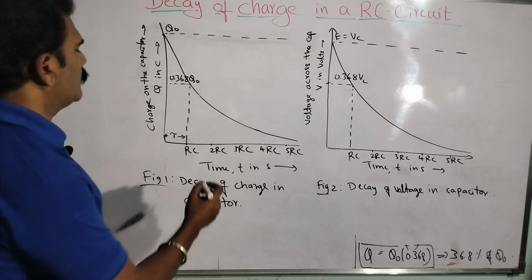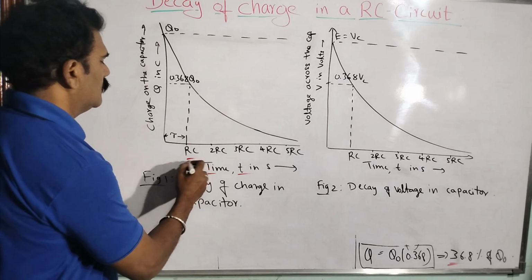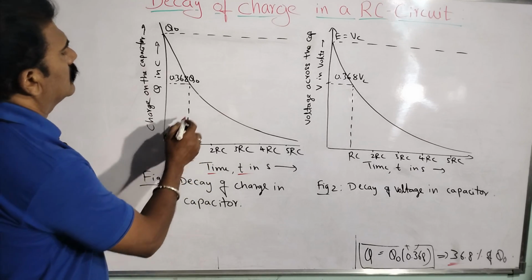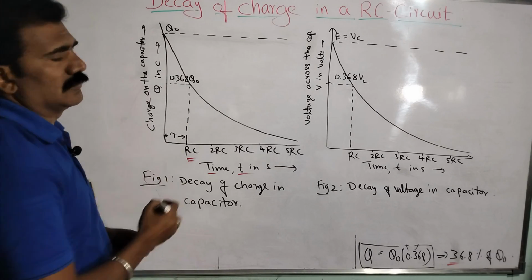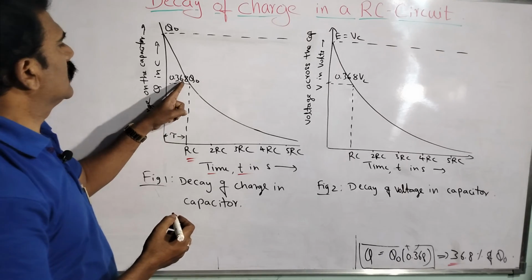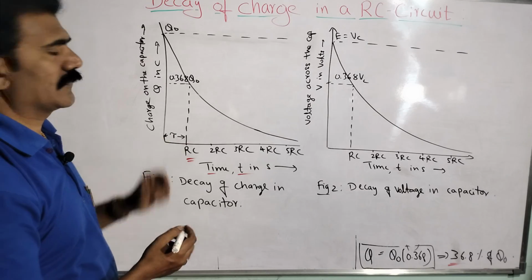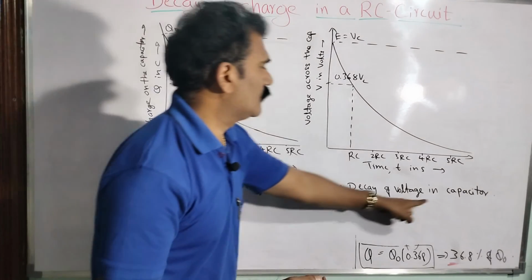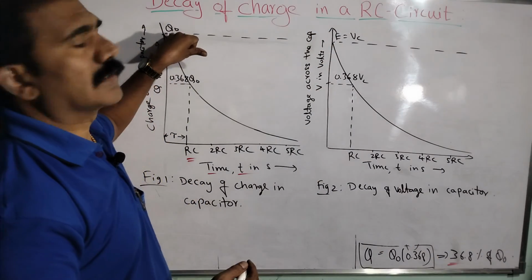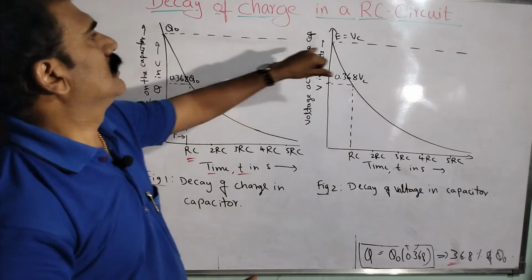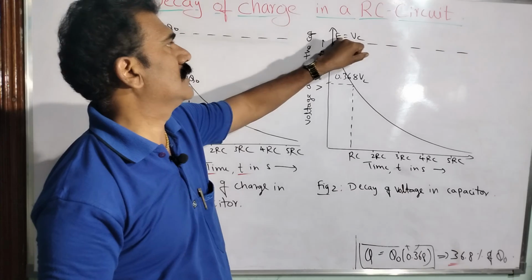In that, if you consider the time constant, tau equal to RC, you will see that the charge has decreased to only 0.368 times its maximum value, that is 36.8% of the maximum Q naught at the time constant tau equal to RC. Clear? Similarly, consider the decay of voltage in the capacitor. Initially, when the capacitor holds the maximum charge Q naught, what is the voltage drop across the capacitor Vc? That is equal to the supply voltage E itself. E is equal to Vc.